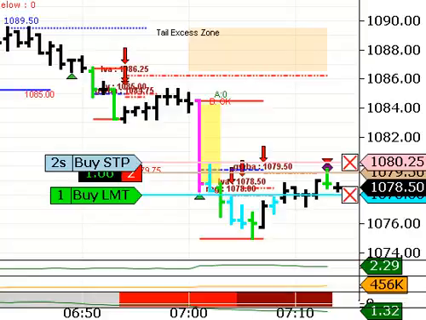So wait to see. It looks like it's very close to getting down there and hitting our second objective, which is plus 1.5 points. So we'll just wait and see if the market can come down and hit that price.